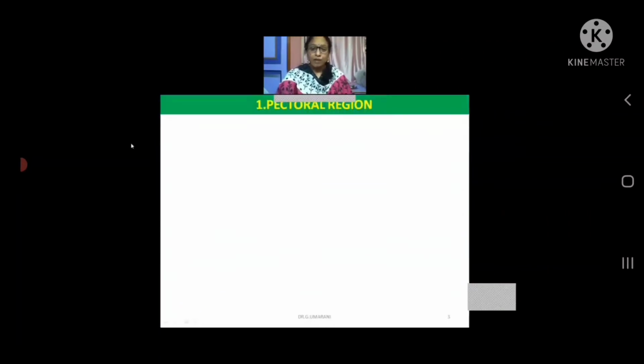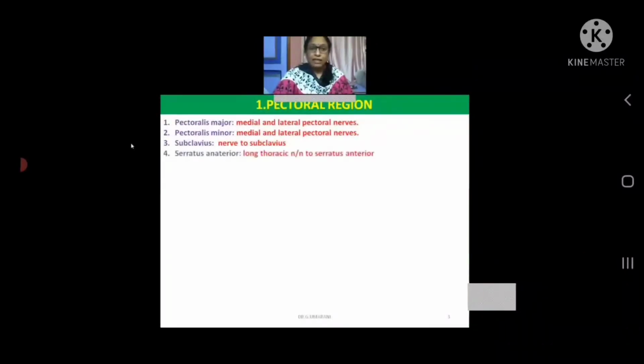So number 1, the pectoral region. In the pectoral region, the muscles are pectoralis major, whose nerve supply is the medial and lateral pectoral nerves. Pectoralis minor, again supplied by the medial and lateral pectoral nerves. The subclavius muscle is supplied by the nerve to subclavius. And one more muscle, the serratus anterior muscle.